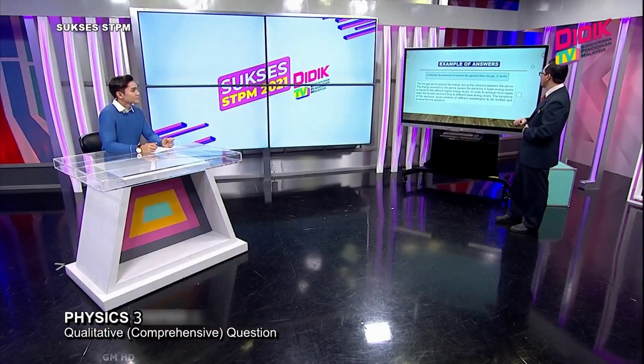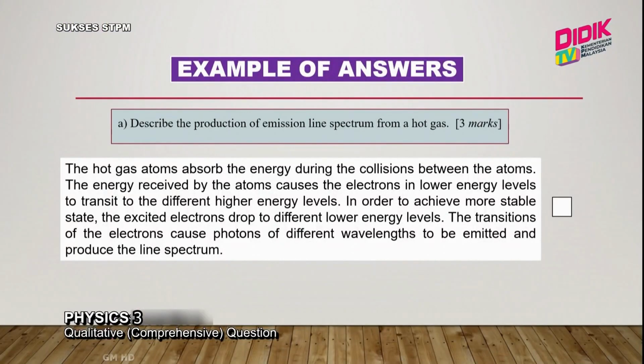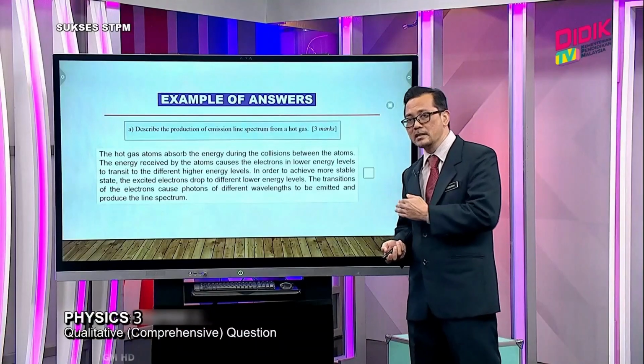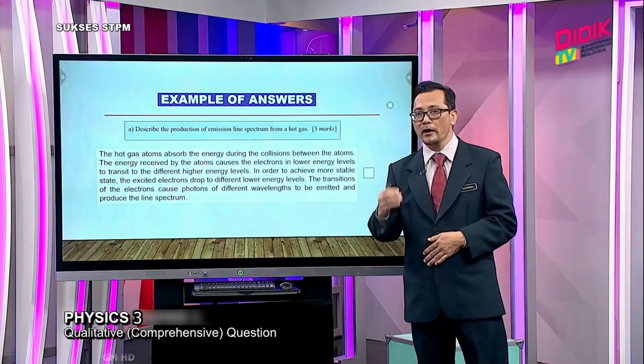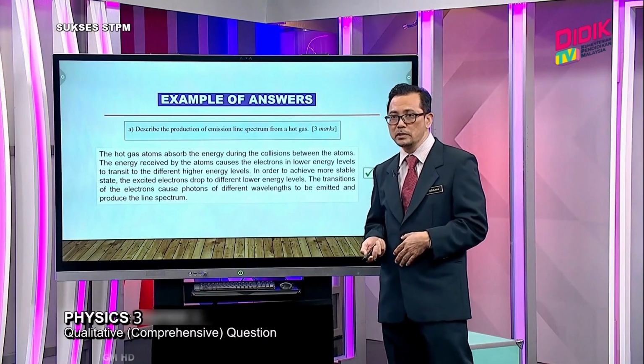Maybe we can see an example of a good answer. It starts by telling what happened at the beginning, when the hot gas atoms absorbed energy during collisions between the atoms because the gas is hot. What happened next is the energy received by the atoms causes the electrons in lower energy levels to transit to different and higher energy levels. In order to achieve a more stable state, the excited electrons drop to different lower energy levels. The transition of the electrons causes photons of different wavelengths to be emitted and produce the line spectrum. If you look at this answer, it arranges the points very well, step by step, and very systematically. So this can be an example of a good answer.